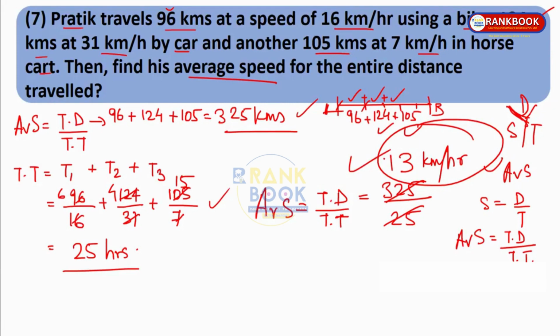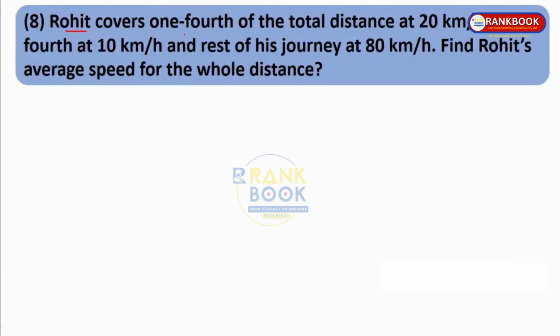Going to question number 8. Rohit covers 1/4 of the total distance at 20 kilometers per hour, 1/4 at 10 kilometers per hour, and the rest of his journey at 80 kilometers per hour. Find Rohit's average speed for the whole distance. This is similar to the previous sum, sum number 7. Okay, let's see what it is. We have our DST. This is an average speed sum.